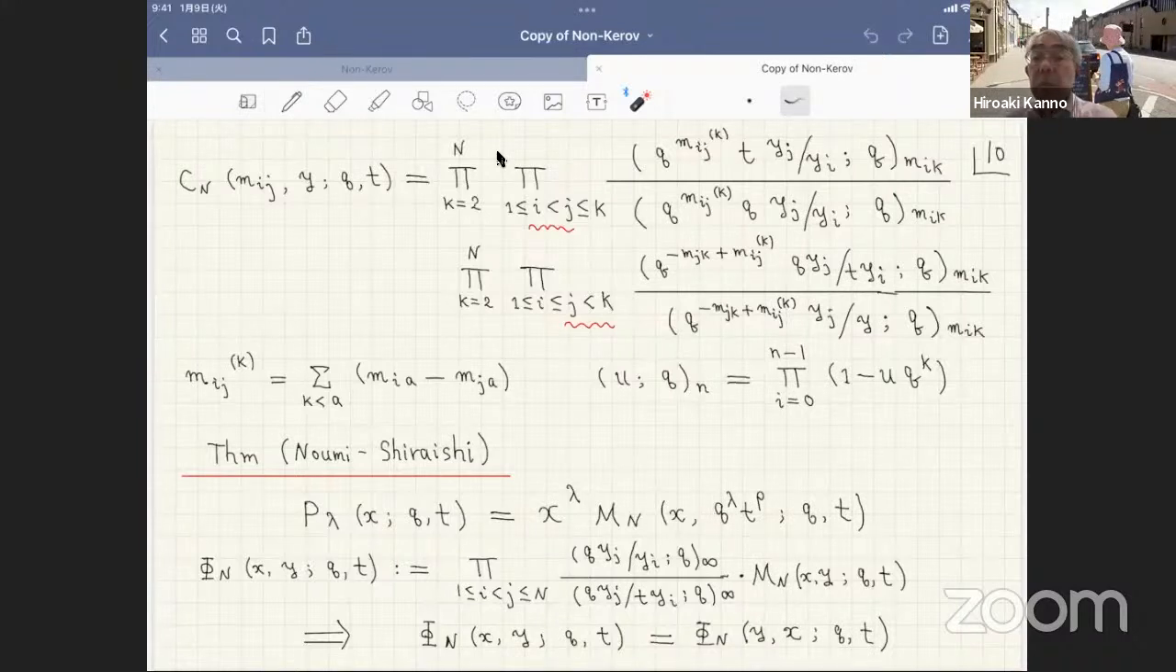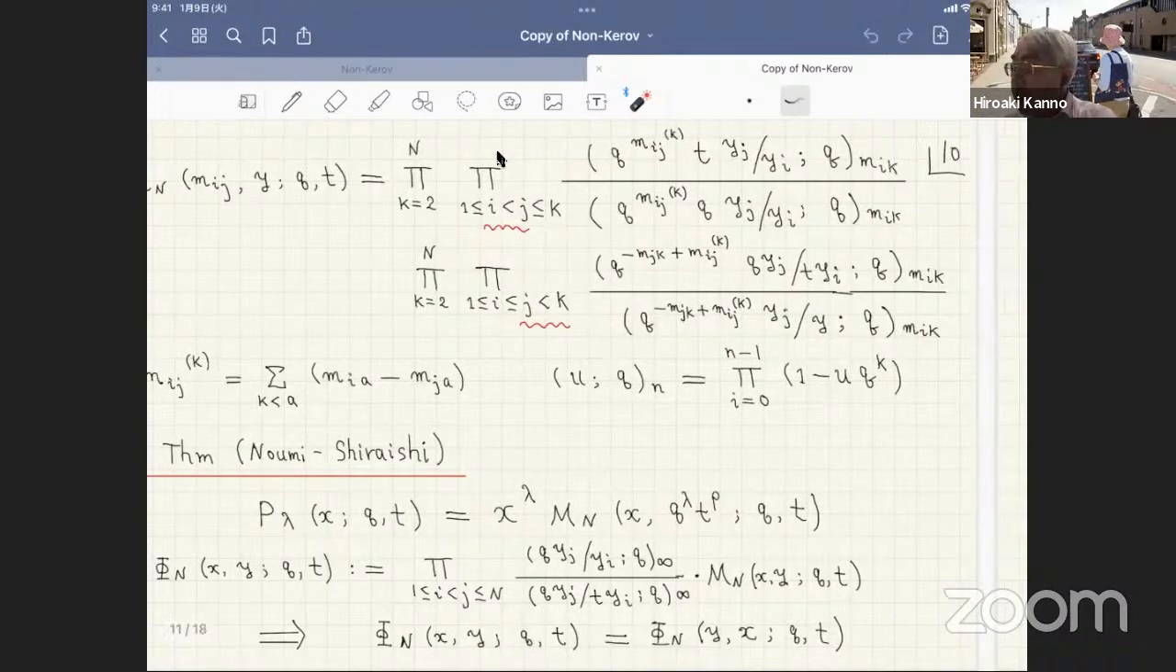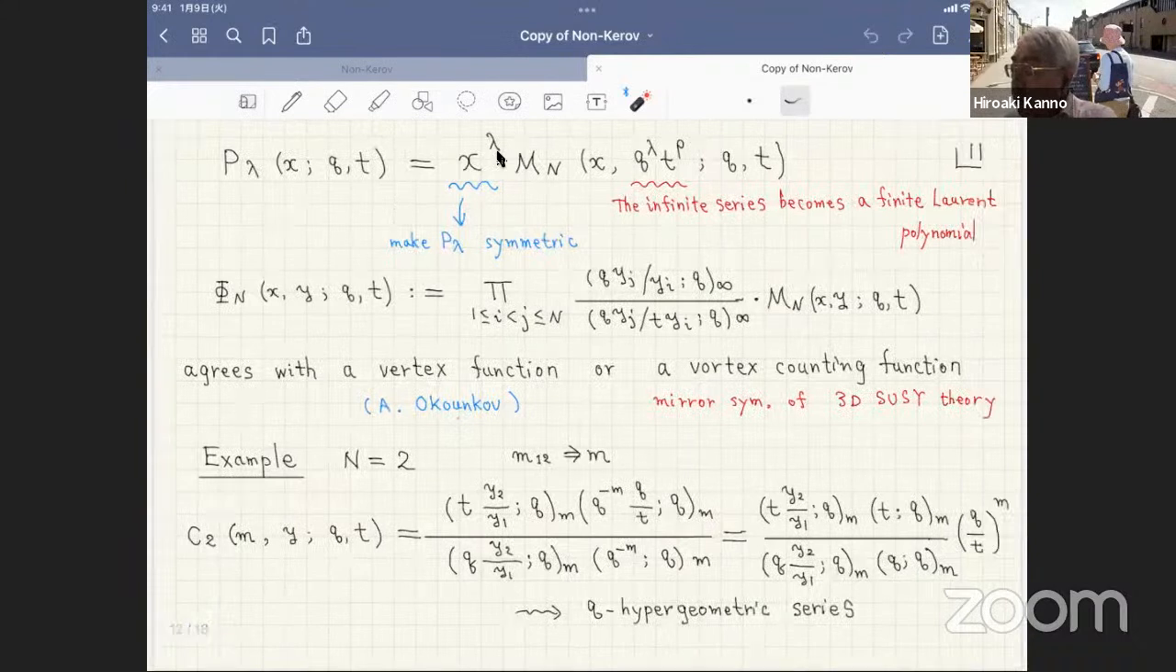Okay, so maybe in 10 minutes, so I will skip this part. So this just gives some example of mother function. In this slide, I hope to explain how mother function of Nomi and Shirai gives Macdonald polynomial, but let me skip here.